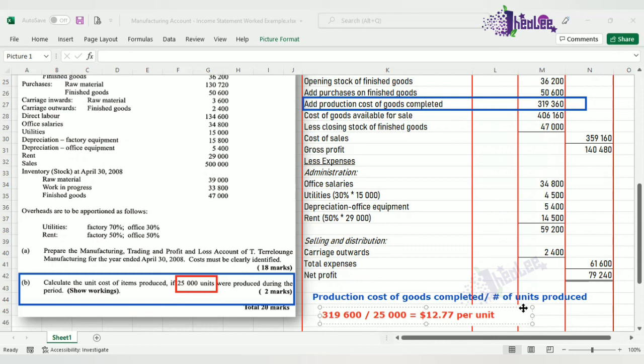Okay, so basically that takes us to the end of this session where we focus on preparing the income statement for a manufacturing industry. And we have also looked at calculating unit cost of production.